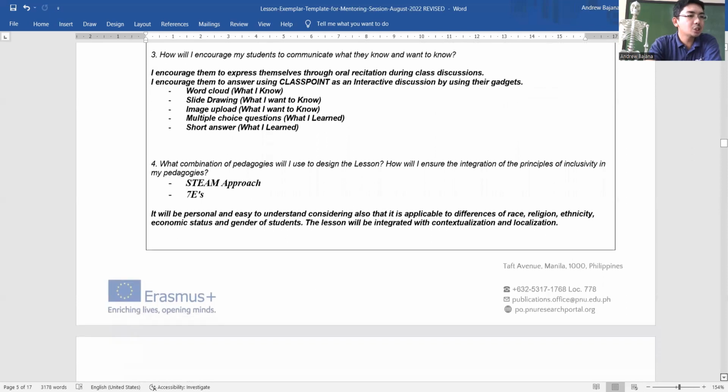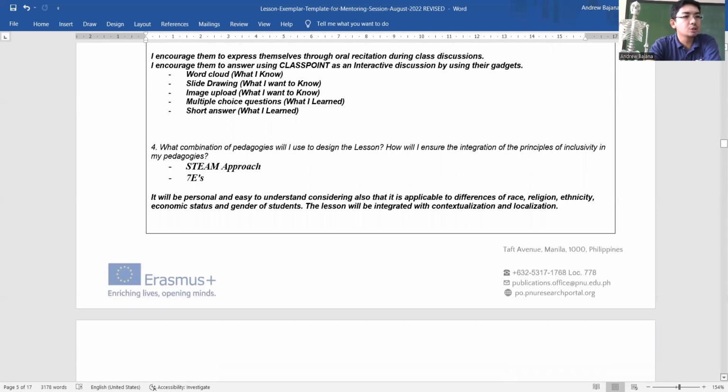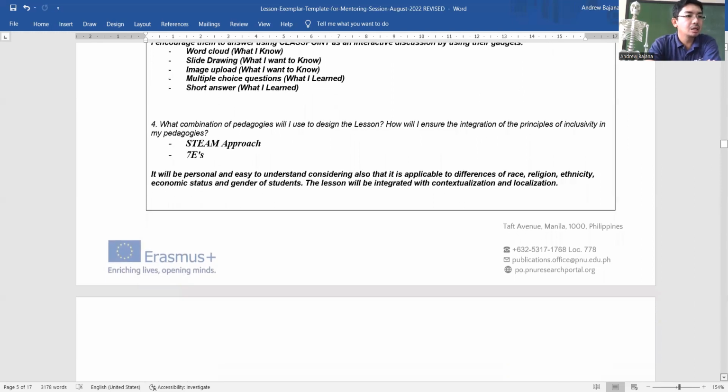What combination of pedagogies will I use to design the lesson? STEAM approach and 7 E's. How will I ensure the integration? It will be personal and easy to understand, considering that it is applicable to different races, religion, ethnicity, economic status, and gender of students. How will I ensure the lesson will be integrated with contextualization and localization?